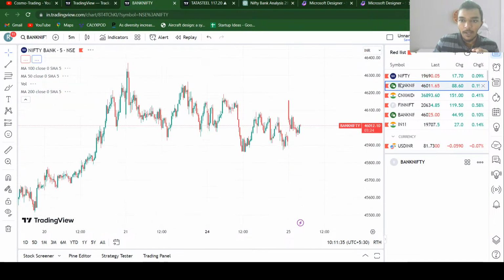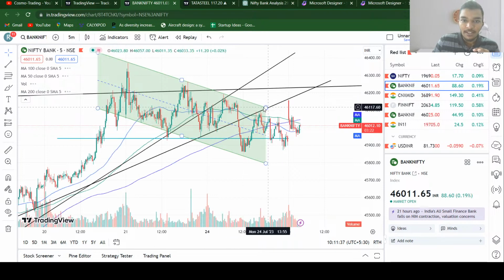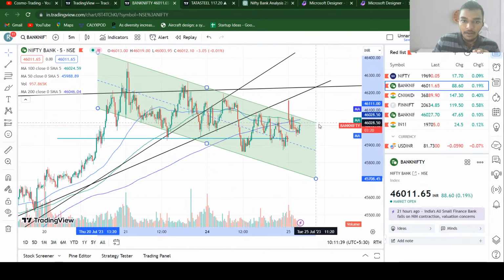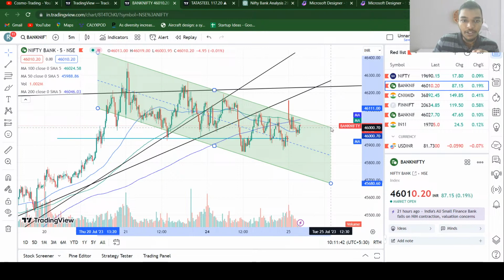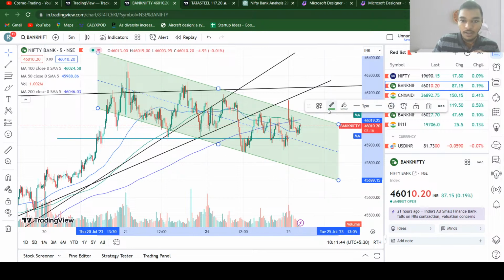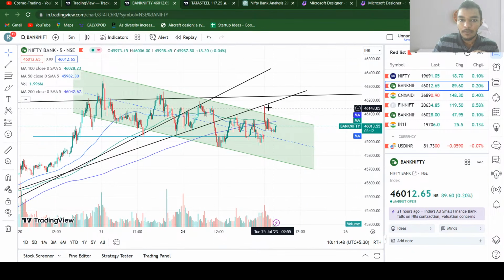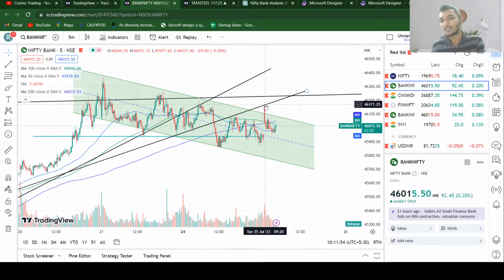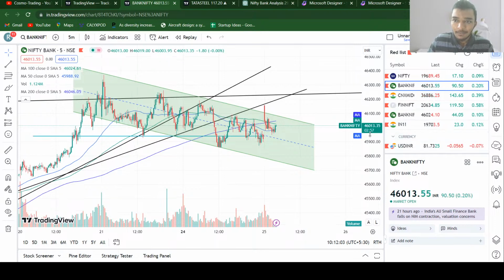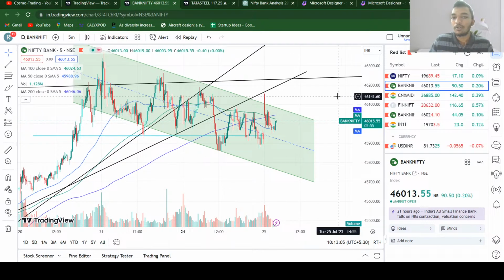If we look at Bank Nifty, it is in a parallel channel right now, but still it has broken down the major trendline support, and we may see a downside from here. It took a rejection from this trend line and took a rejection from 46,117, and it isn't able to cross 46,200 levels. So till the time it doesn't cross 46,200 we won't be bullish.